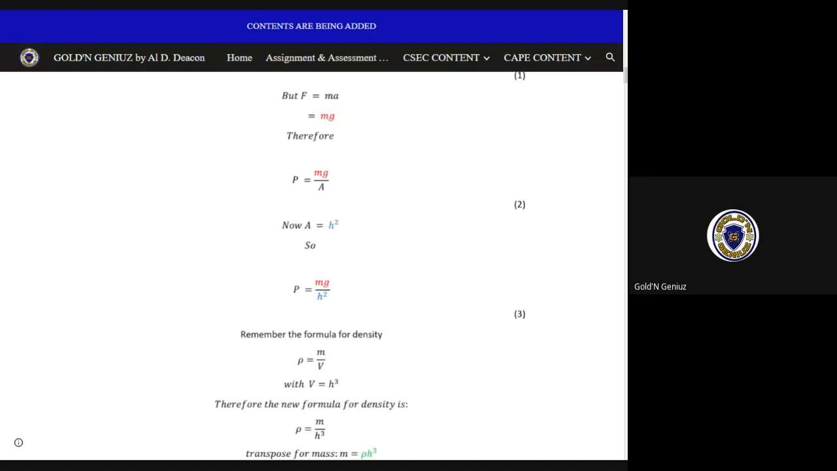Pressure is equal to force over area. Force is weight, which is equal to mg, so I take mg and put it in the numerator. Area is equal to height squared, so I put height squared in the denominator.